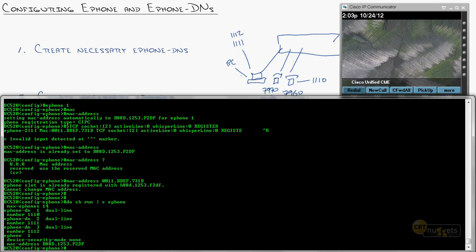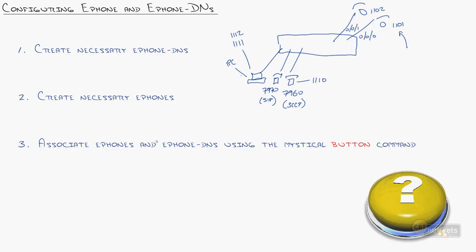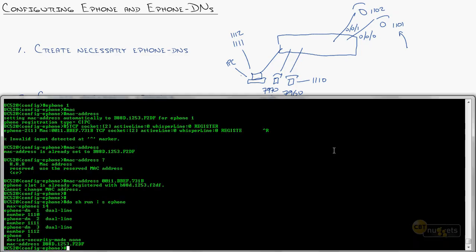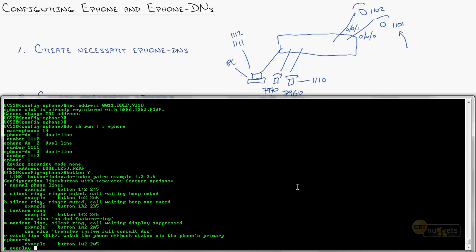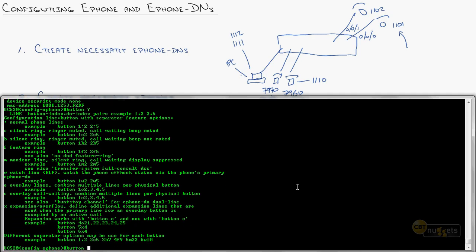Now, the last piece that we have here is to associate the ePhone and ePhone DNs using the mystical button command. I say it's mystical because it's powerful. There's a lot to it. When I type in button and hit the question mark, it just kind of throws all this context-sensitive help at me, which, if you haven't seen it before, can be really confusing. But I will say, there's times where context-sensitive help is kind of helpful. Well, there's times where it's not helpful at all, where it's like word, and you're like, what does that mean?